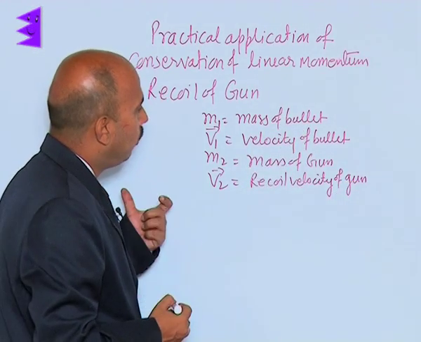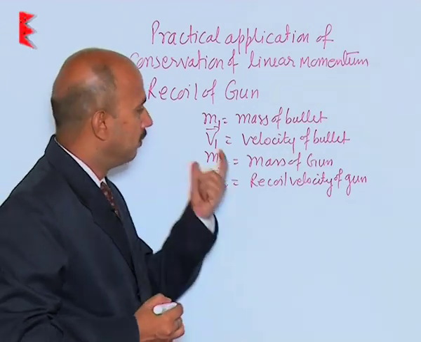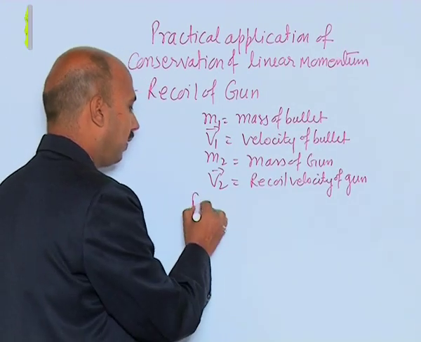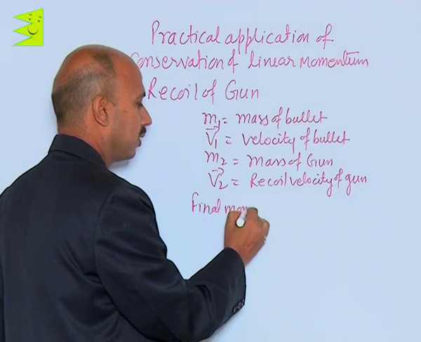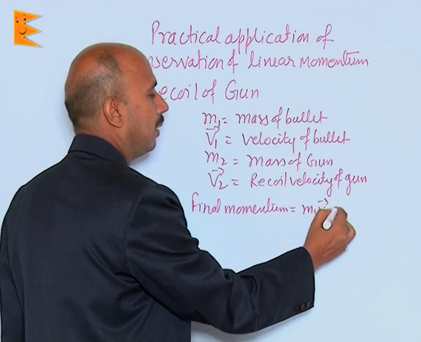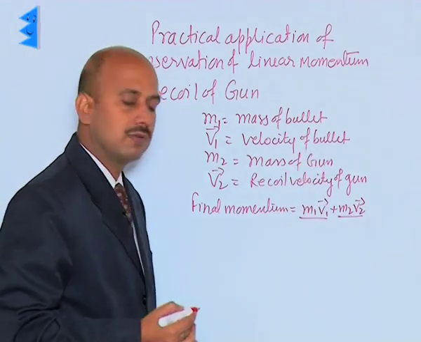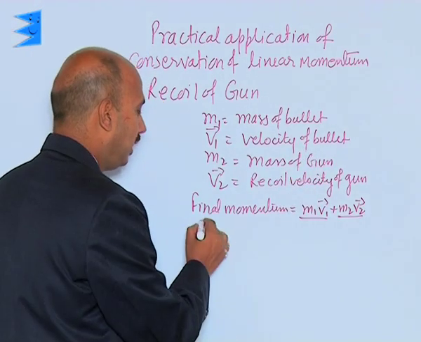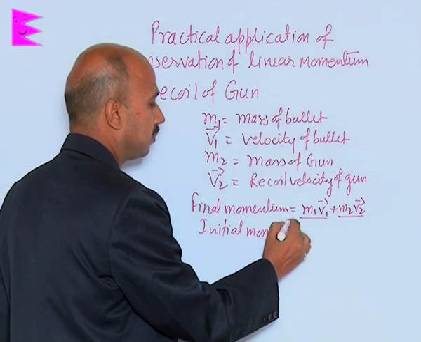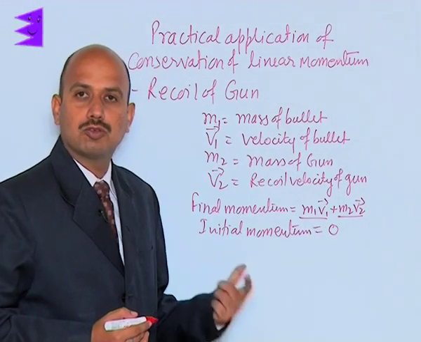Now see here, when the bullet is fired, what happens? As the bullet is fired, the bullet moves with velocity v1 and the gun moves with velocity v2. So we can write the final linear momentum as m1 v1 plus m2 v2. This is the momentum of the bullet, and this is the momentum of the gun. What is the initial momentum? Initial momentum is equal to 0, because initially the bullet was at rest and the gun was also at rest.